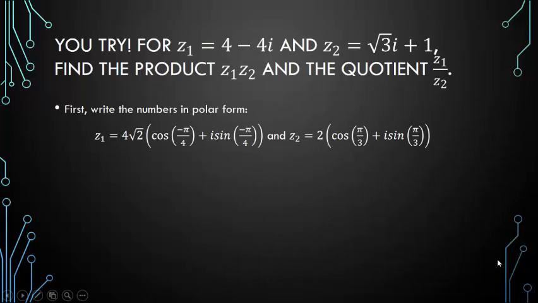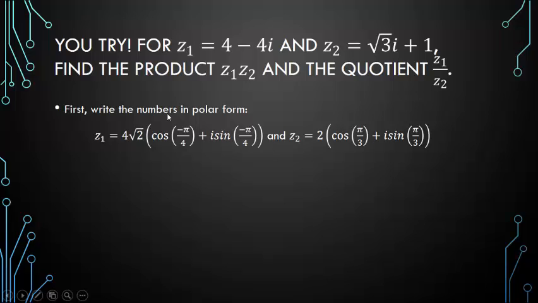So earlier we wrote 4 minus 4i in polar form. Here you'll notice I have 4 root 2 times cosine of negative pi over 4 plus i sine of negative pi over 4. That was from earlier. For z2, because the real part is 1 and the imaginary part is the square root of 3, you might draw a reference triangle in the first quadrant which has a base of 1 and a height of the square root of 3. The hypotenuse obviously would be 2, because it's a 30, 60, 90 triangle, and the reference angle would be 60 degrees or pi over 3.